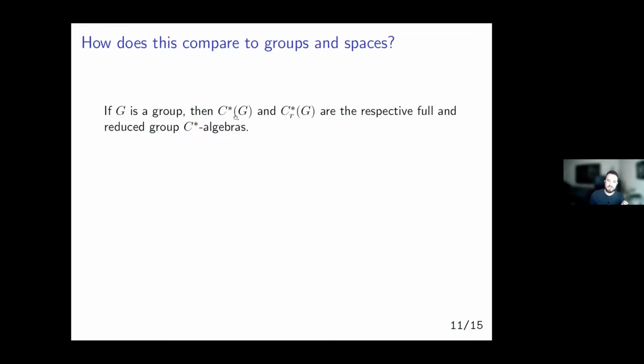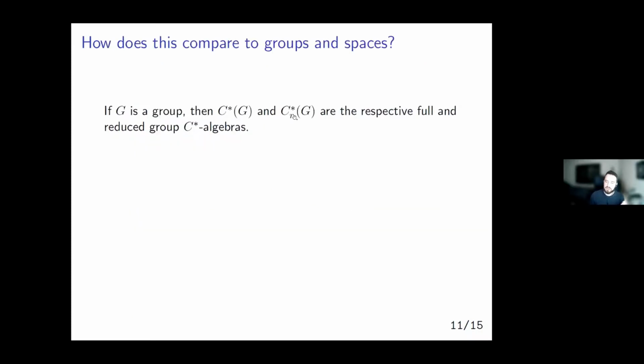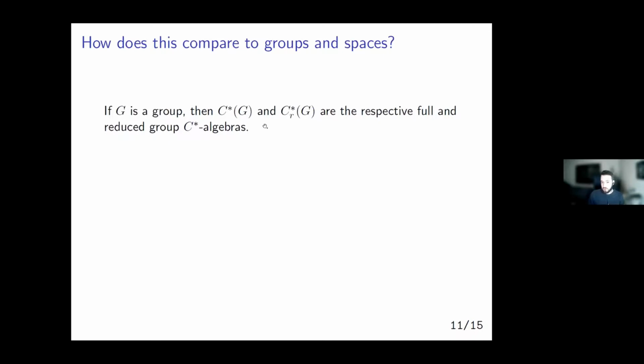The full one is because I've just got a group in here, and this condition up here doesn't actually mention anything about the difference between groups and groupoids. And then the second, the reduced groupoid C-star algebra, I get because when I defined these representations on each unit, if you just have one unit, this representation is exactly the canonical left representation of a group on its L2 space. And this completion is by definition the reduced group C-star algebra. So if G is a group, then this construction generalizes the construction for groups.